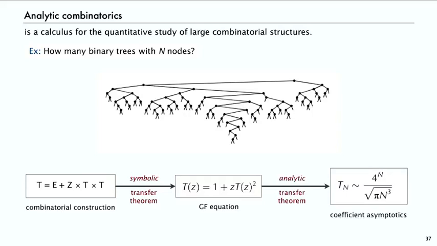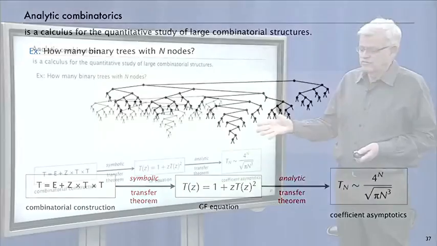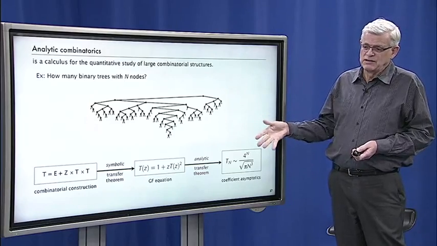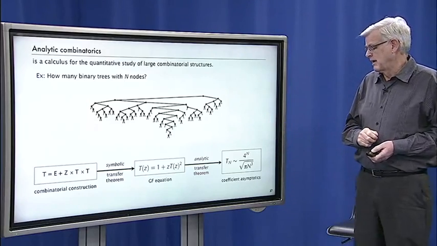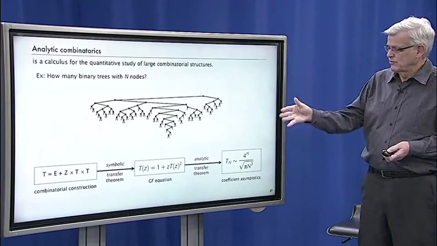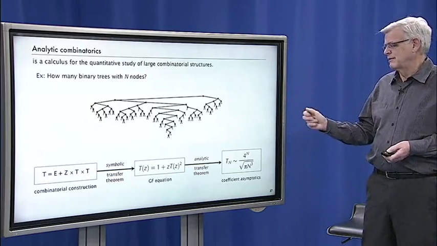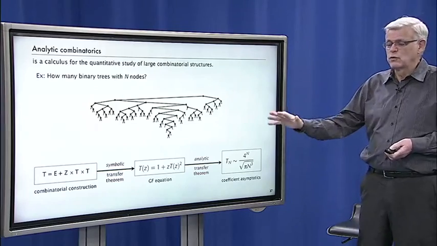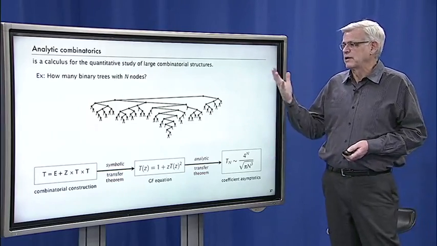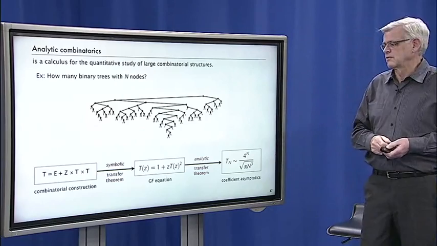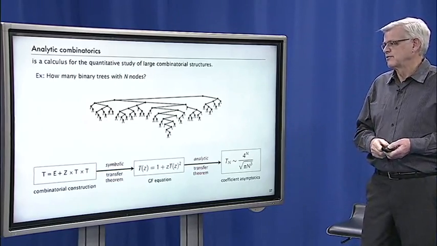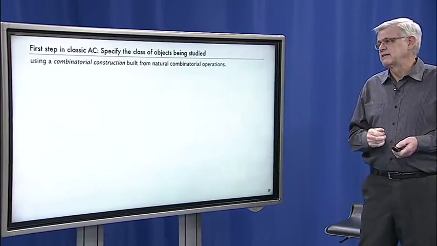And then we use an analytic transfer theorem that immediately gives us the coefficient asymptotics. Again, this theorem is very sophisticated to prove, but it's easy to apply. So that's a three-step process to solve the same problem, avoiding all of the detail. That's what analytic combinatorics can do for us. Let's look at these three steps in detail.